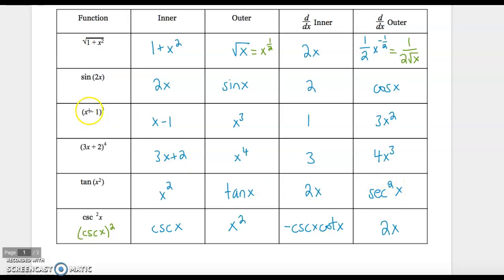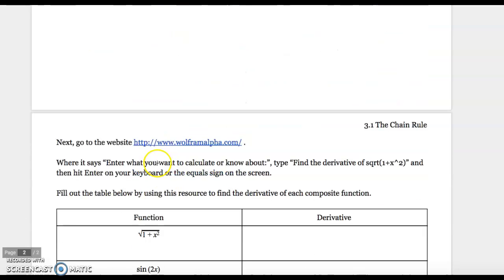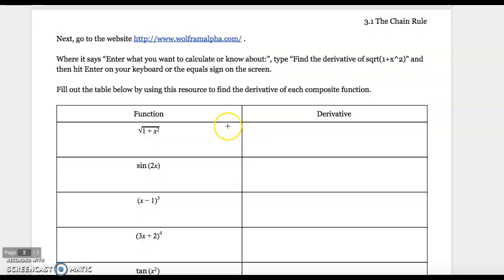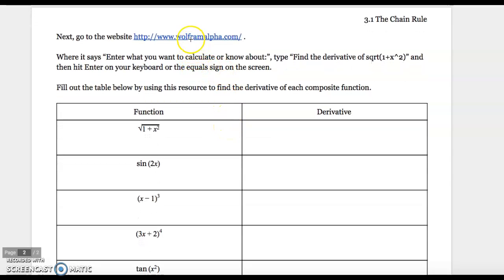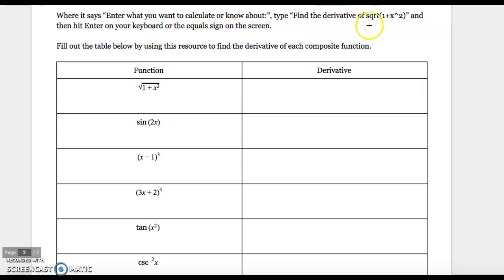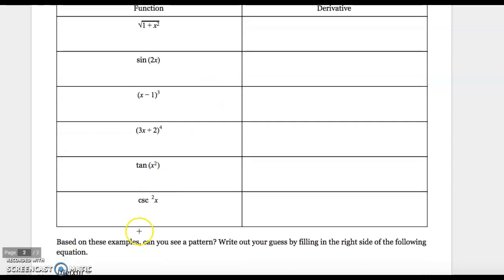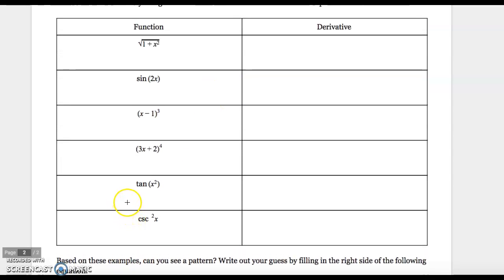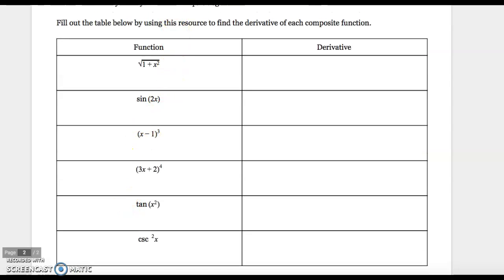Awesome. So now we're going to be taking these pieces and discovering how you get the derivative of sine of 2x from what we found. One of the ways that I normally do this in school is we have you utilize the website Wolfram Alpha, and so I'm going to show you how to use that. We're going to go to that website and enter what we want to calculate or know about. You can literally type find the derivative of, and then hit enter on your keyboard or the equal sign on the screen. Then we're going to fill out the table below by using this resource, and then we'll be able to come up with a pattern using your derivative rules. So let's look at the first one.